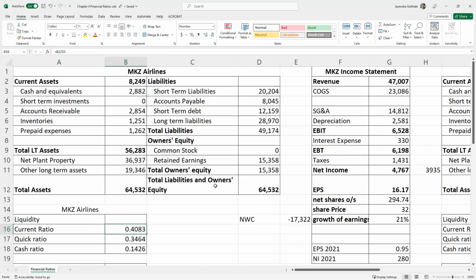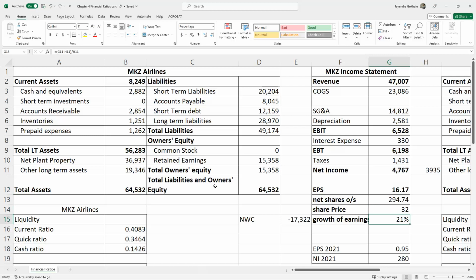So how we calculated the total balance sheet and income statement in our previous chapter. The new additions here are, in the case of MKZ, for example, the earnings per share. So we have this net income, we get the number of shares outstanding, and we get the ratio of those two as earnings per share. So net income divided by number of shares outstanding is earnings per share, or profit per share, or net income per share. And then we need to find out the growth rate of earnings.